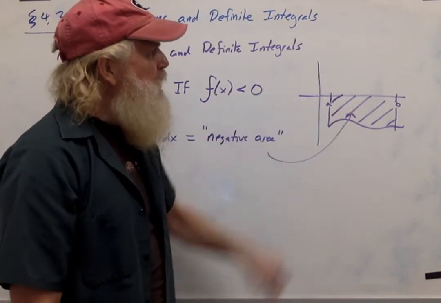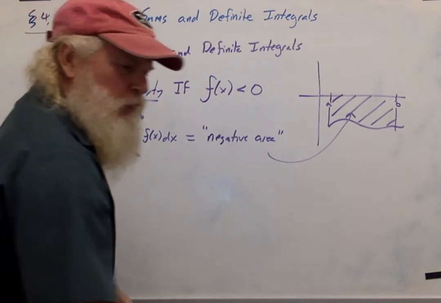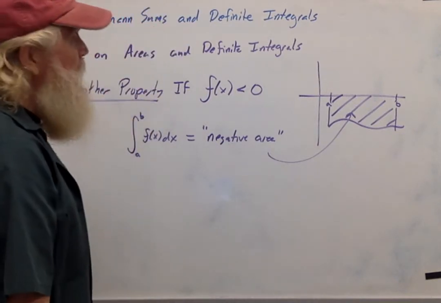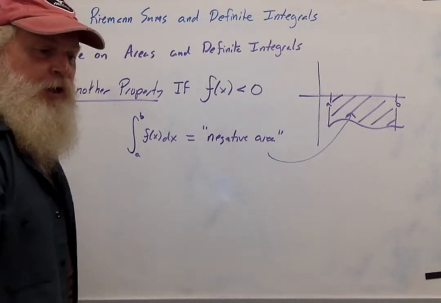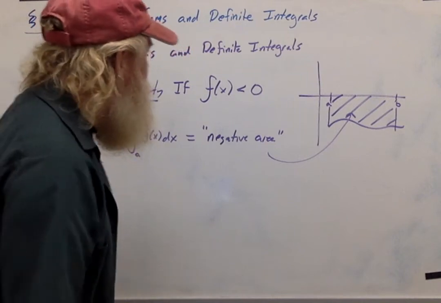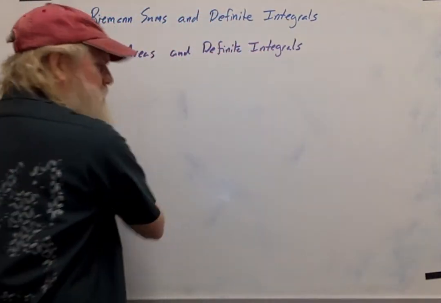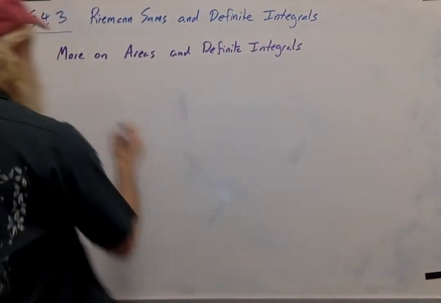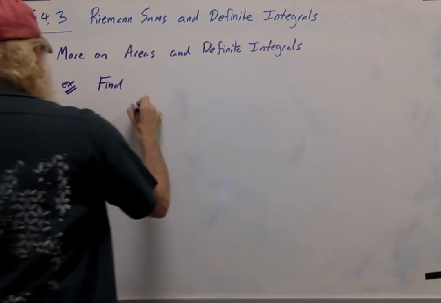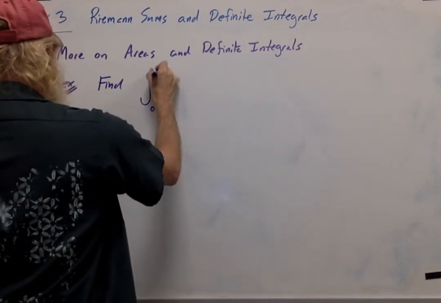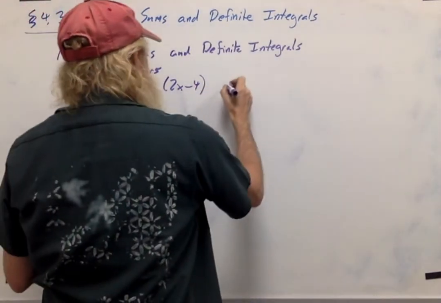Think of areas underneath the x-axis as representing negative areas, so that when you integrate a function that's sometimes above and sometimes below the x-axis, then partially the areas might cancel out. And here's an example of that. Let's find the integral from 0 to 5 of 2x minus 4 using geometry.